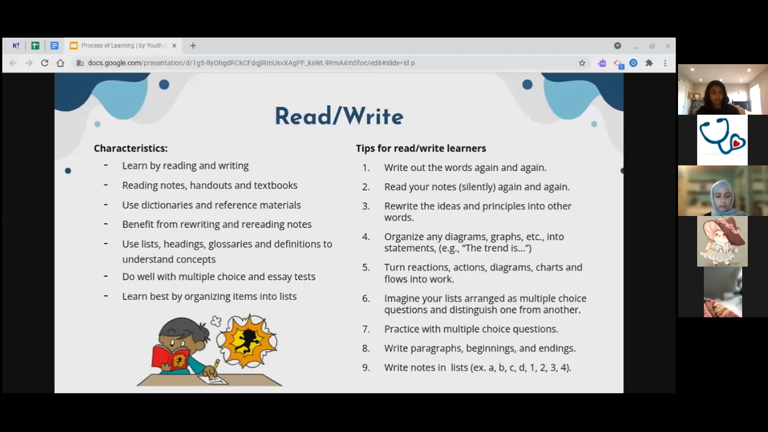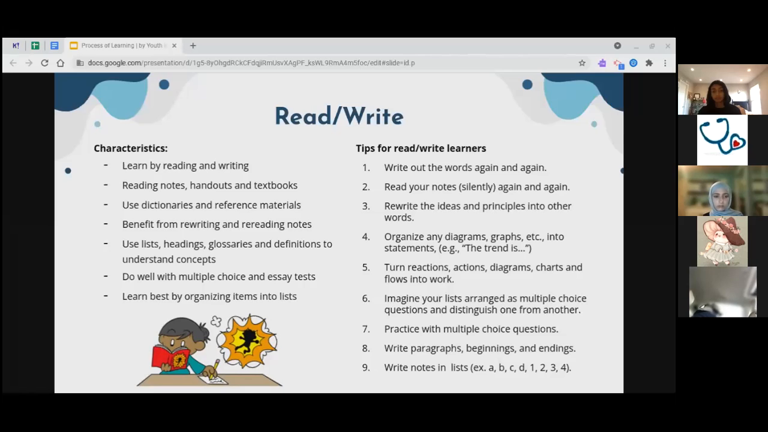And then they can use lists, headings, glossaries, and definitions to understand the concepts that they're supposed to learn. They typically do better in multiple choice and essay tests, and they learn best by organizing items into lists. So that's like writing a 1, 2, 3 list, or ABCD. So if you are a read write learner, repetition is really helpful.